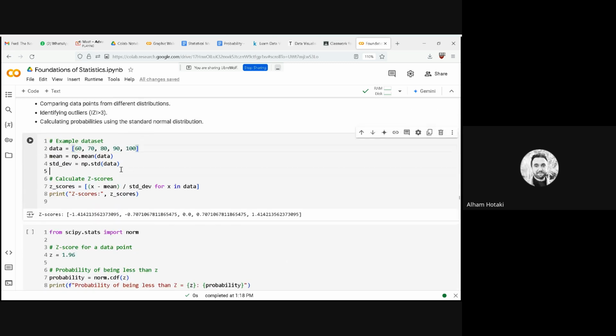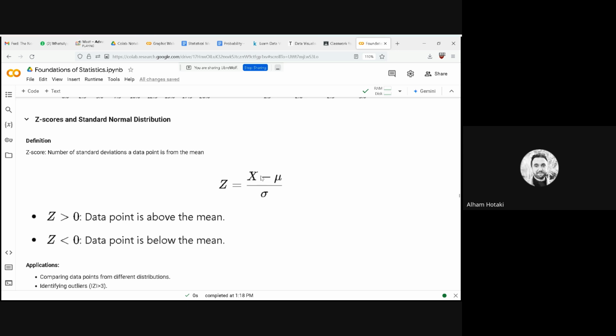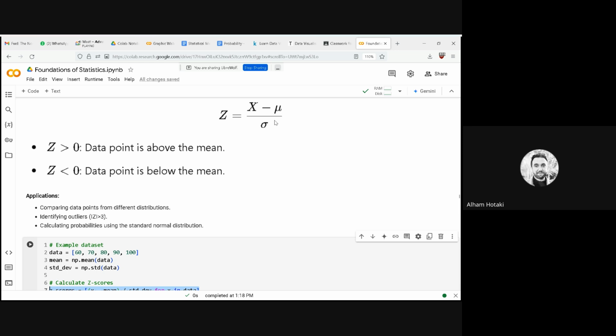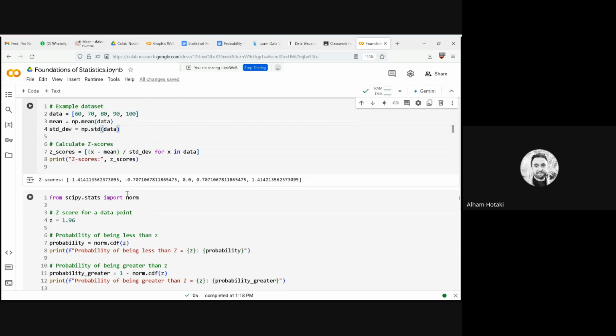This is how you will find it. This is the formula of z-score in Python. This formula: each data point minus the mean of that data, divided by the standard deviation. And that's the standard deviation. So you have to find these ones.